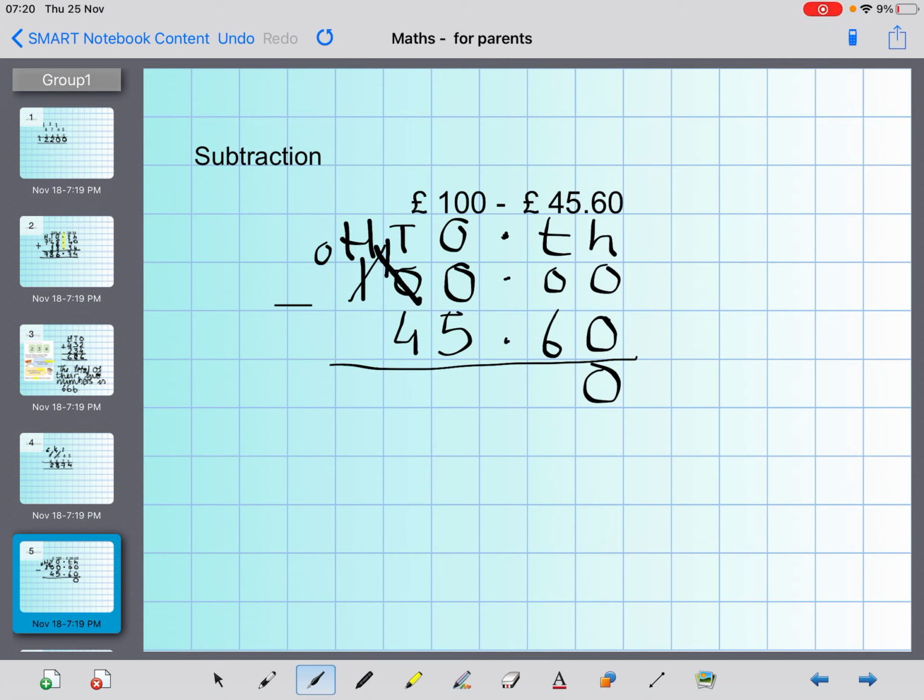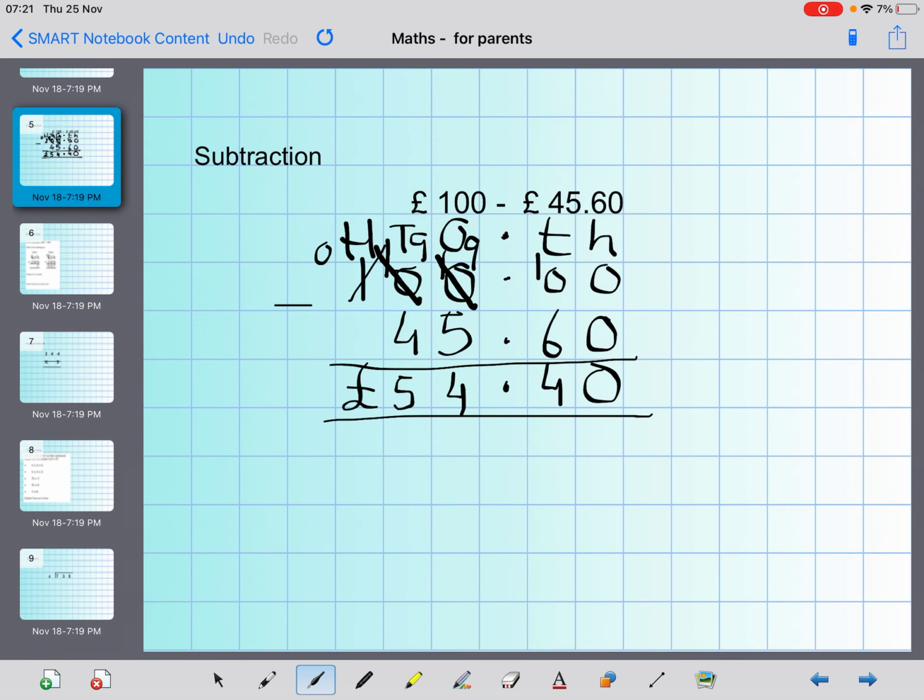I then go to that column and I exchange 1 10, leaving me with 9 tens, into 10 ones. And again, I can exchange from my ones, leaving me with 9 ones, and I exchange 1 1 into 10 tenths. I now have 10 take away 6, which leaves me with 4. I need to remember to pop in my decimal point, and then 9 take away 5, which gives me 4. I've got 9 take away 4, which leaves me with 5, and I've got 0 take away nothing, which leaves me with nothing. So my answer is £54 and 40 pence.